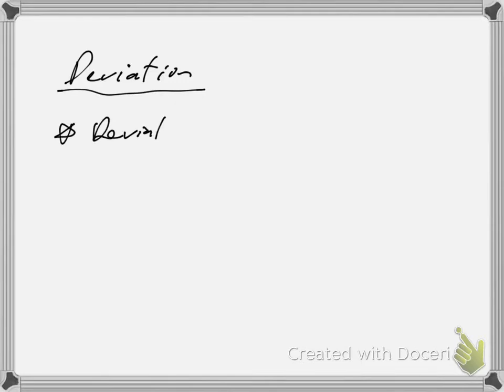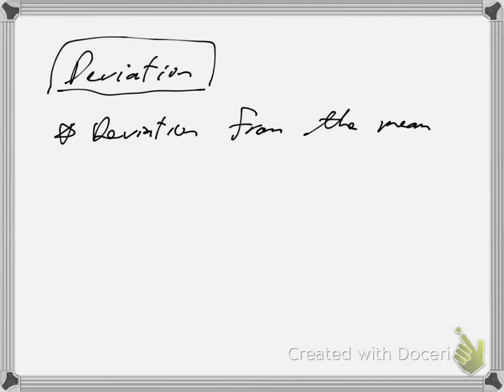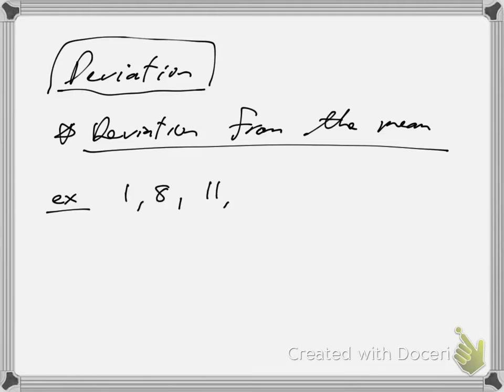So now we're going to talk about something called deviations. The first thing we're going to look at is deviation from the mean. That means exactly what we think it would mean. Let's take an example and I'll show you what it is. 1, 8, 11, 15, 17. Okay, that's our data set, let's say.